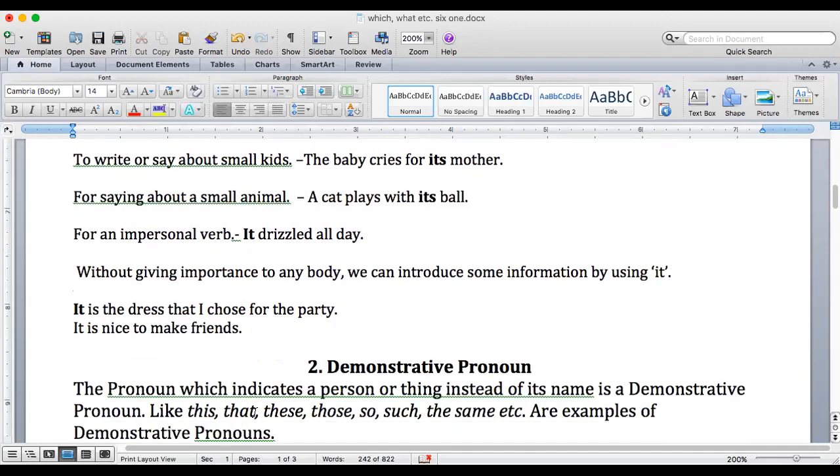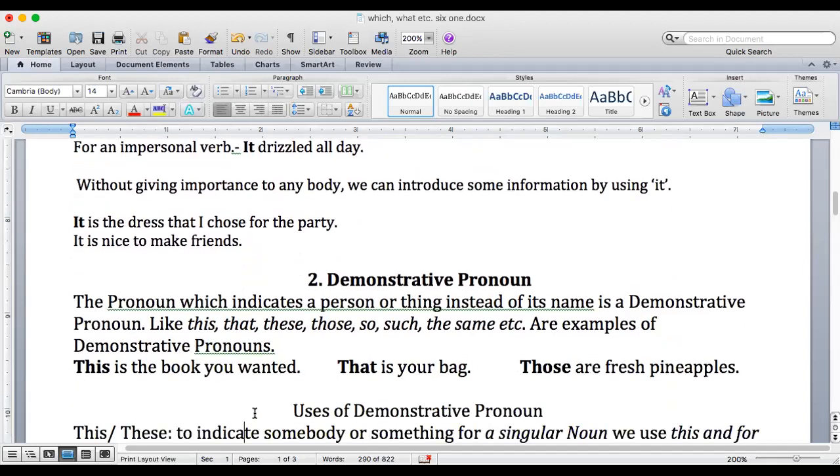And a demonstrative pronoun indicates a person or thing instead of its name. Like this, that, these, so, such, the same. These are examples. The sentences are: this is the book you wanted. That is your bag. Those are fresh pineapples. What are they? Those are fresh pineapples. Which is your bag? That is your bag. Which is this book? This is the book. So these are the demonstrative pronouns to demonstrate what it is.